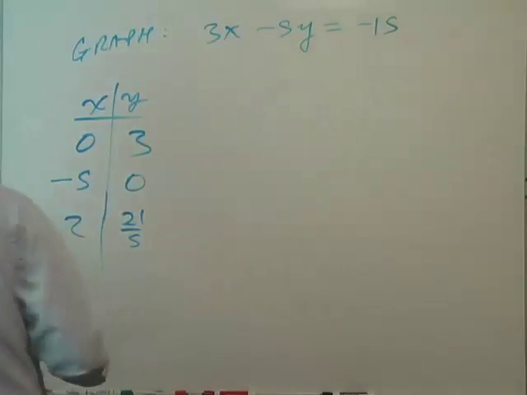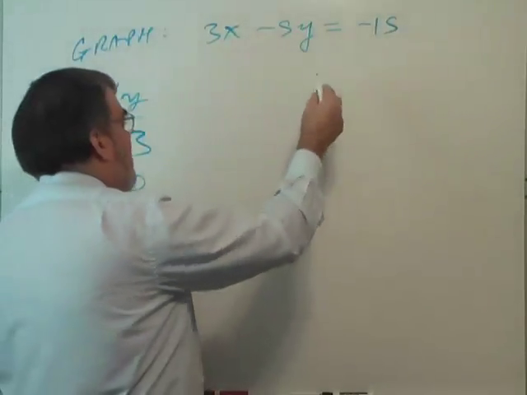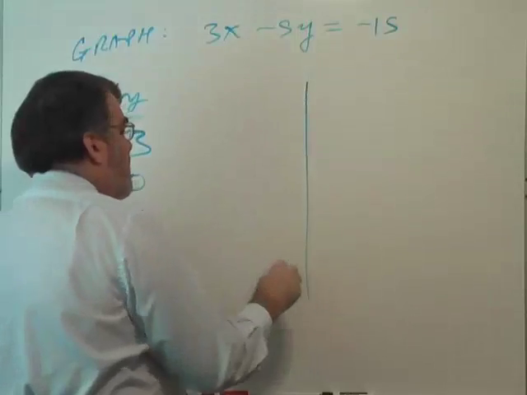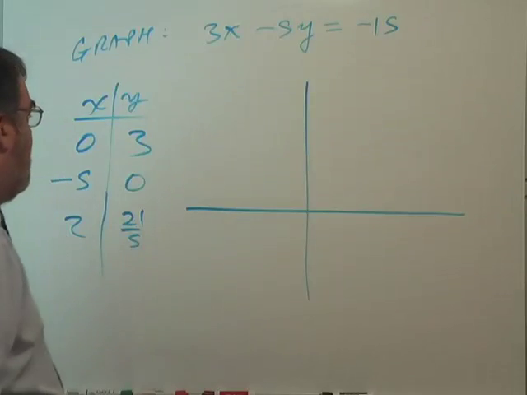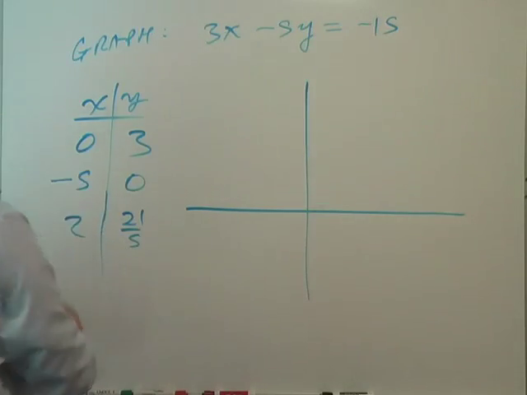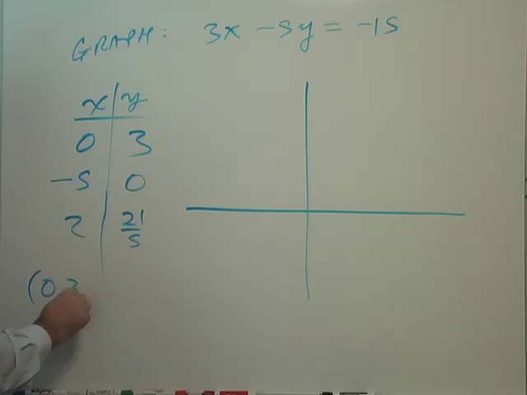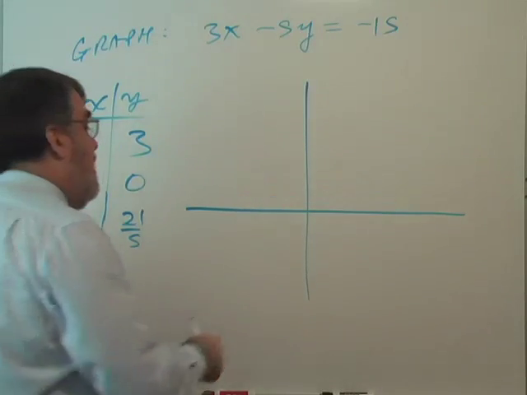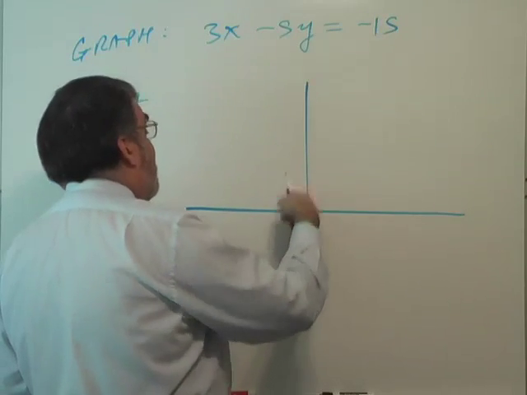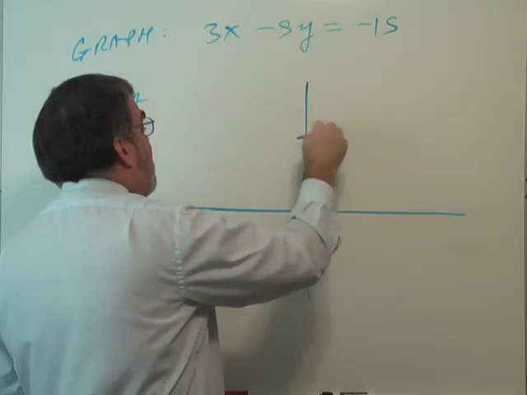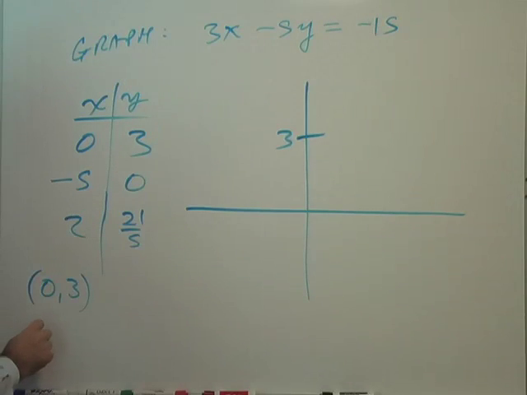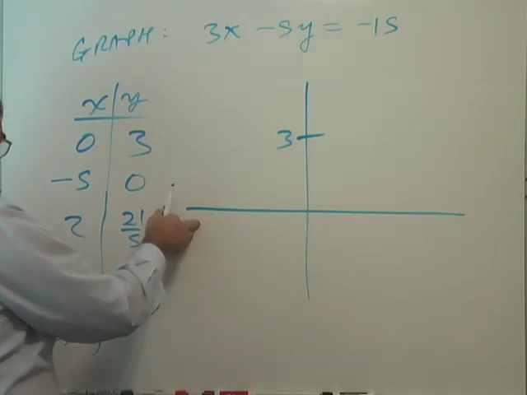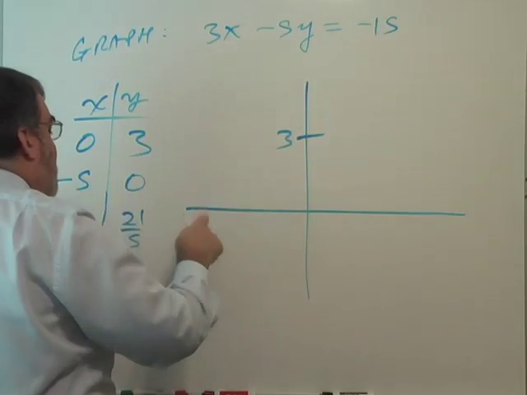Okay, so anyway, most people do a very good job of graphing, particularly the people that practice. All right, well, this point is 0, 3. And 0, 3 means 0 on the x-axis and 3 on the y-axis. So it's about here. And this point is -5, 0. So that's -5 on the x-axis and 0 on the y-axis means it stays right here.